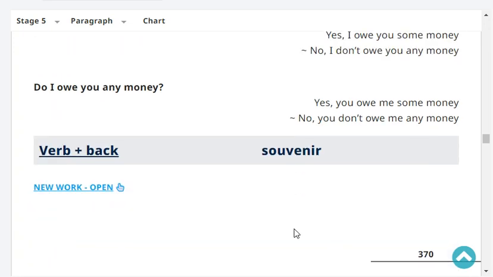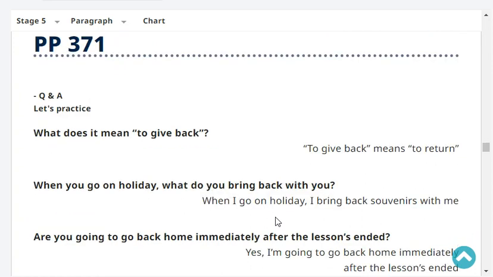Yes, you owe me some money. Yeah, just to practice yes and no. Very good. What does it mean to give back? To give back means to return. When you go on holiday, what do you bring back with you?